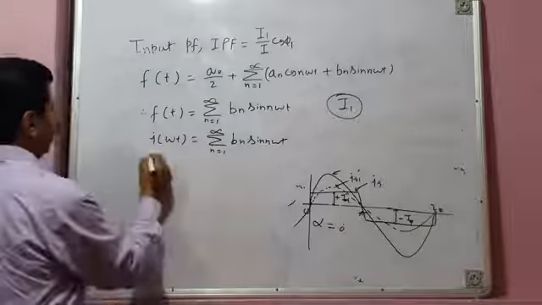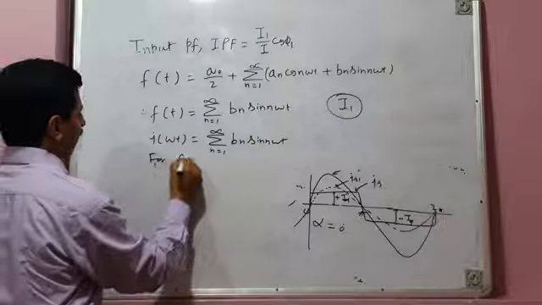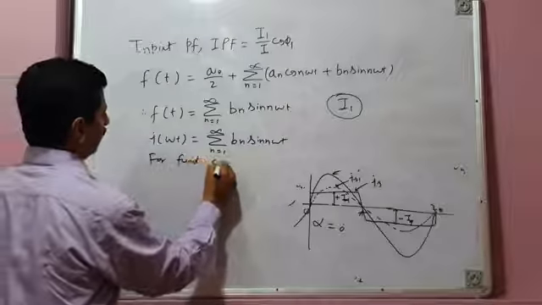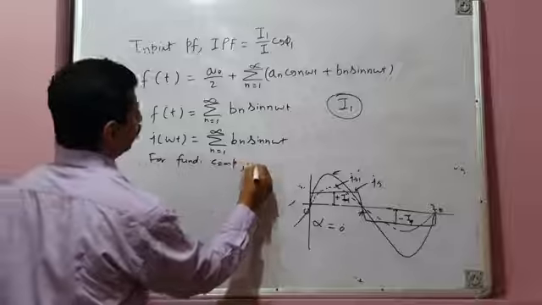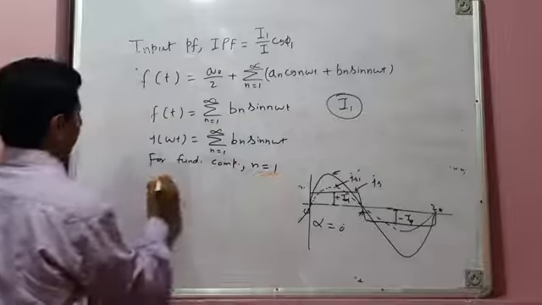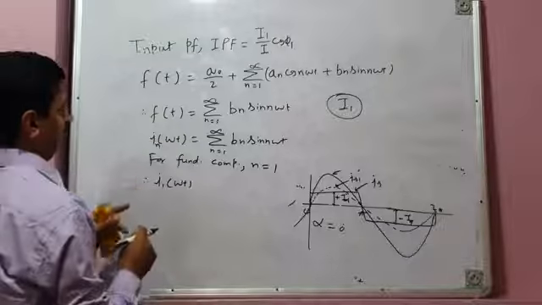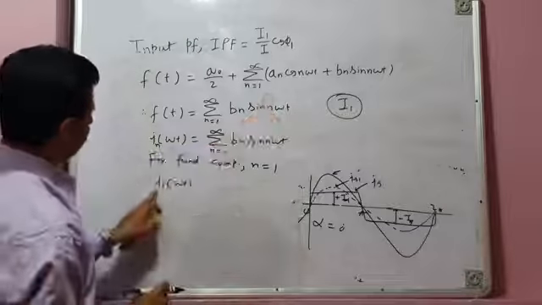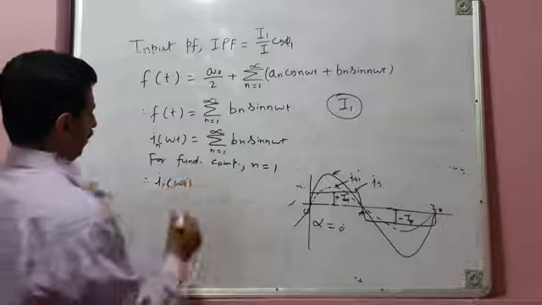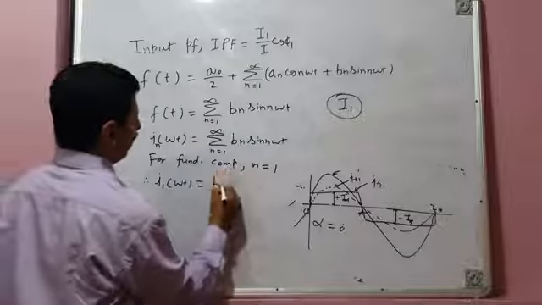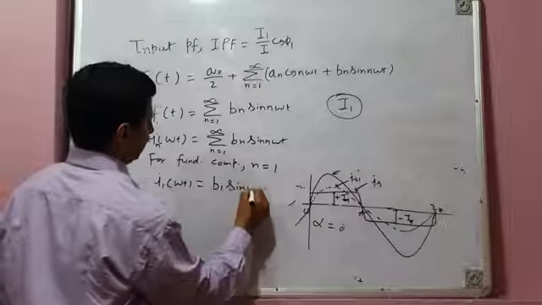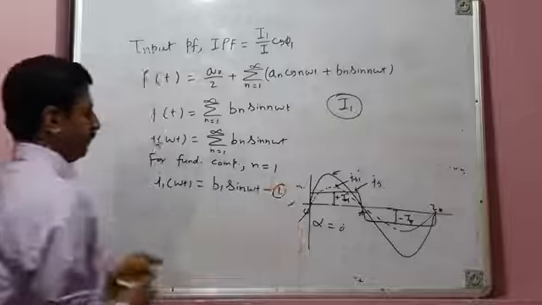So for the fundamental component, if you have to find the fundamental component only, put n equal to 1. So I1 omega t, here it was In omega t, all components. So I1 omega t for n equal to 1 is equal to B1 sine omega t. Let us call this equation 1.